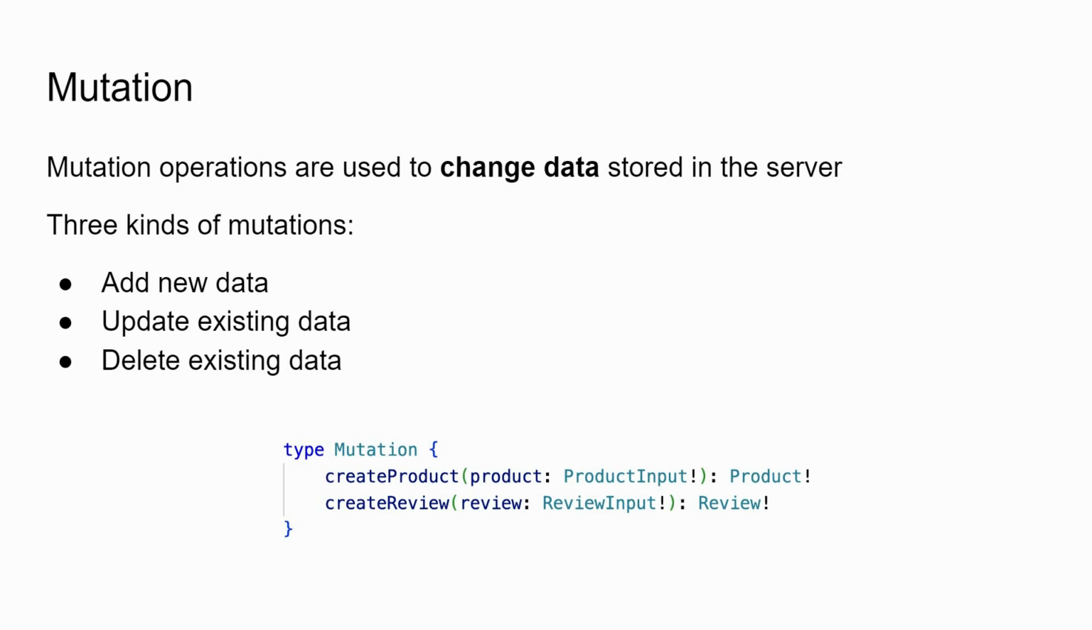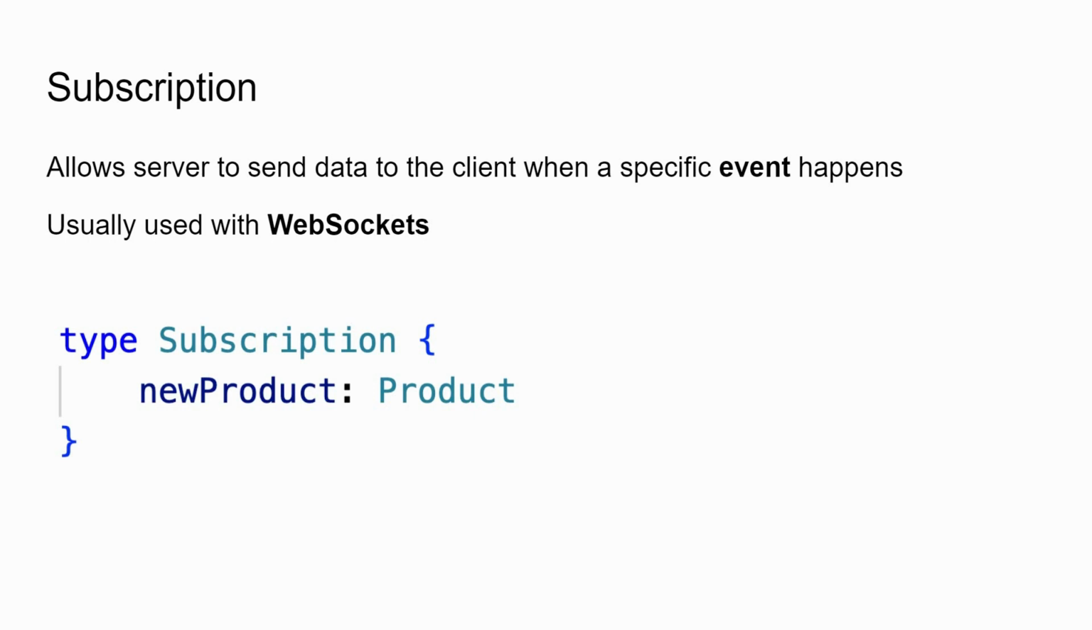Secondly, there is a mutation type to show what operations to change data are available. There are three kinds of mutations: adding new data, updating or deleting existing ones. A mutation also may take parameters and return data. In our case, we may create a product or a review, specify a parameter as an input, and then get a newly created object.